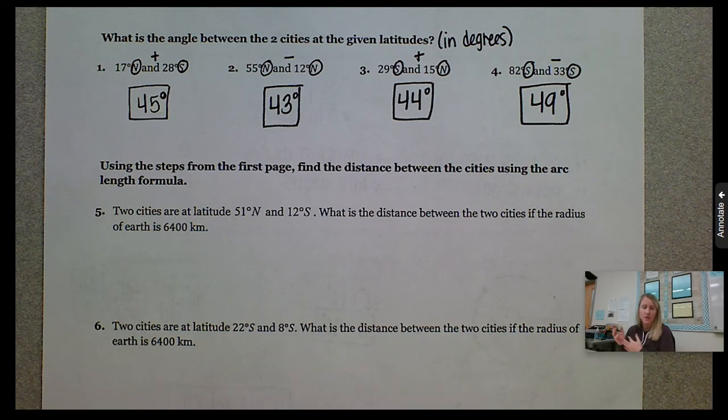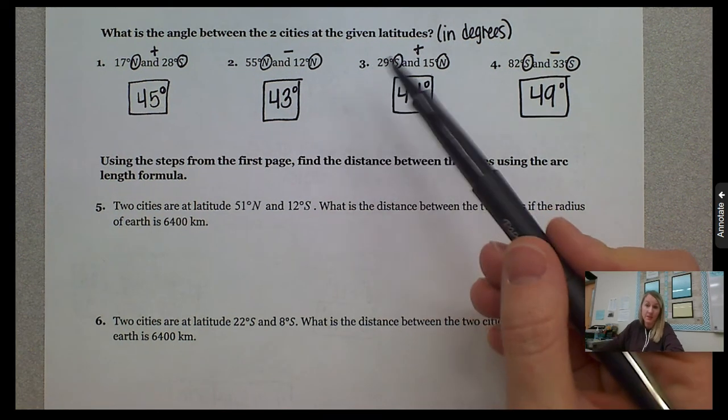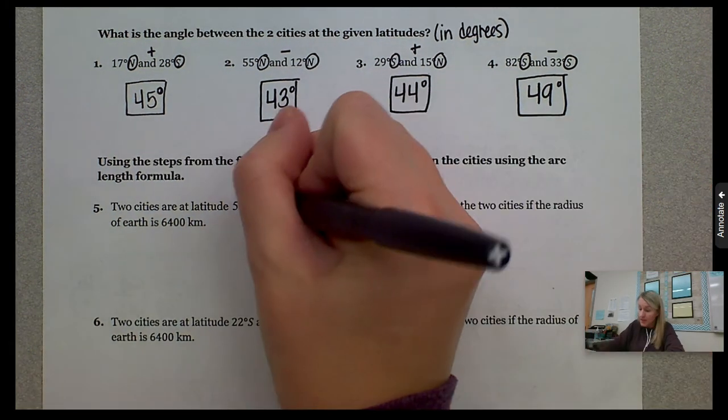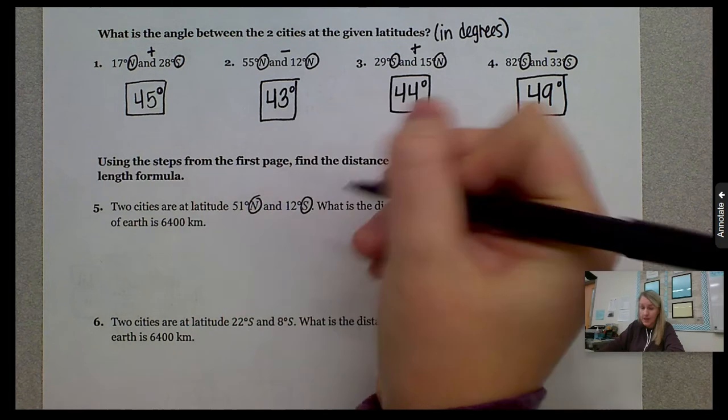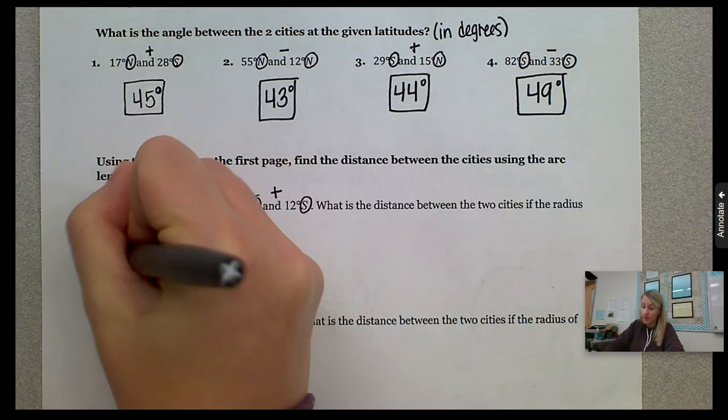So you don't need to draw a picture. It was more just so you could visualize what we were finding. You're more than welcome to draw the picture if you would like. But the main thing you need to do is look at this and do the step that we just did. That's the main step to find the angle between them. I see that I have a north and a south, which means I'm going to add those. And that's going to give me my theta.